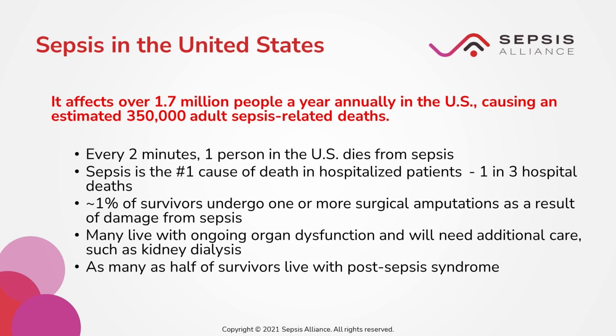Now, about 1% of survivors of sepsis end up having to have some sort of amputation. It can be a finger, it can be a few fingers, it could be one limb, it can be multiple limbs. But 1% of that 1.7 million people will end up with some sort of amputation. Many survivors go on to live with organ dysfunctions, kidney failure, liver dysfunction. Their lungs might not work properly anymore, and they're going to need additional care. And as many as half of sepsis survivors live with what we coined several years ago as post-sepsis syndrome. And those are issues that last way beyond the actual injury caused to the body by sepsis.